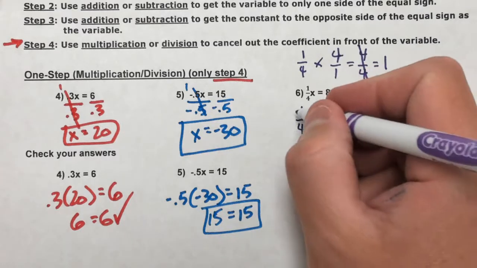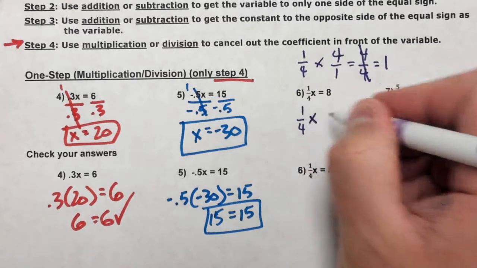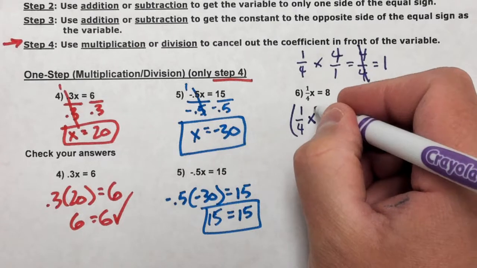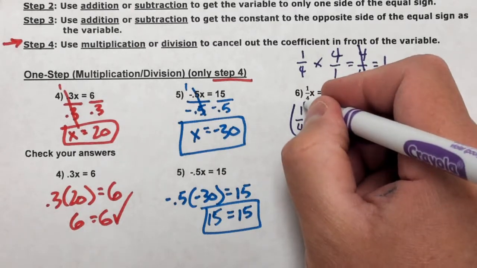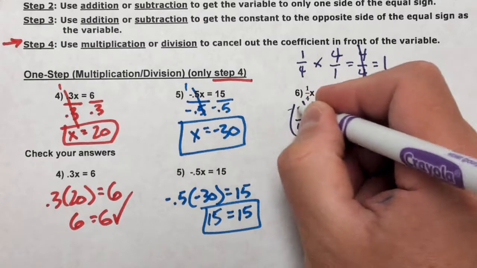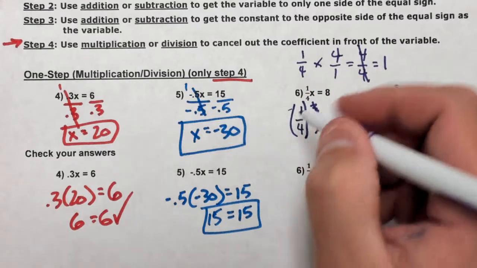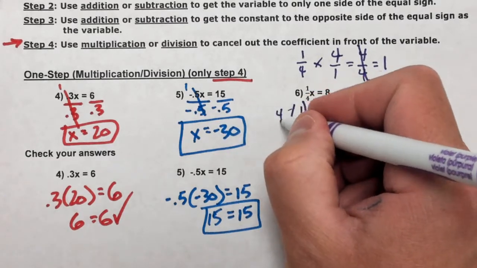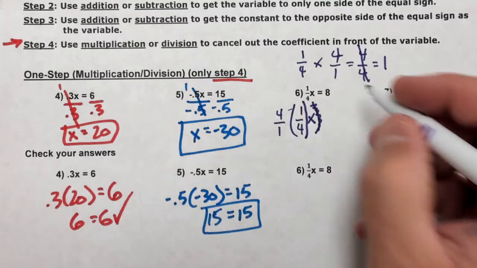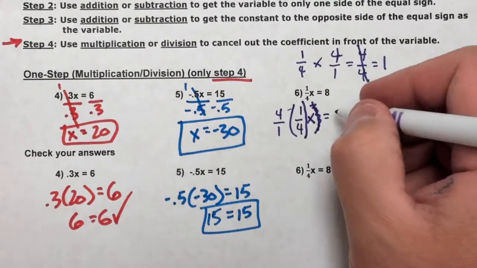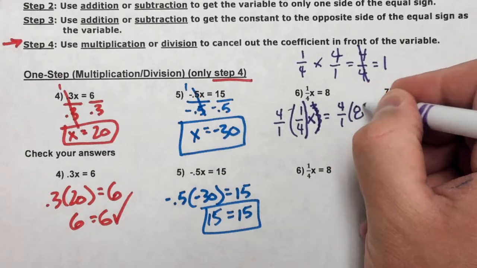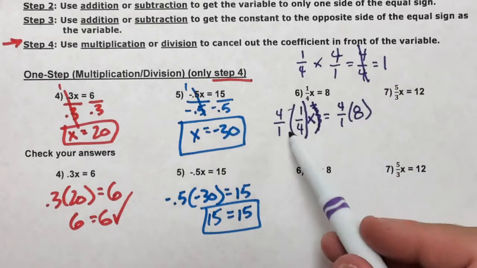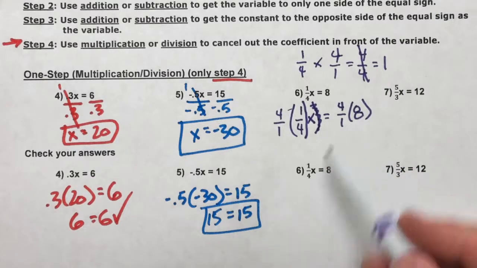So here, I'm going to take this 1/4 x and I'm going to multiply all that by, I'll just do this. We'll multiply the coefficient. Ignore the parentheses there. And I'll multiply this by the reciprocal. But what I do to one side, I've got to do to the other side, right? So I'm going to do 4 over 1 times 8. So we're multiplying both sides by 4 over 1.